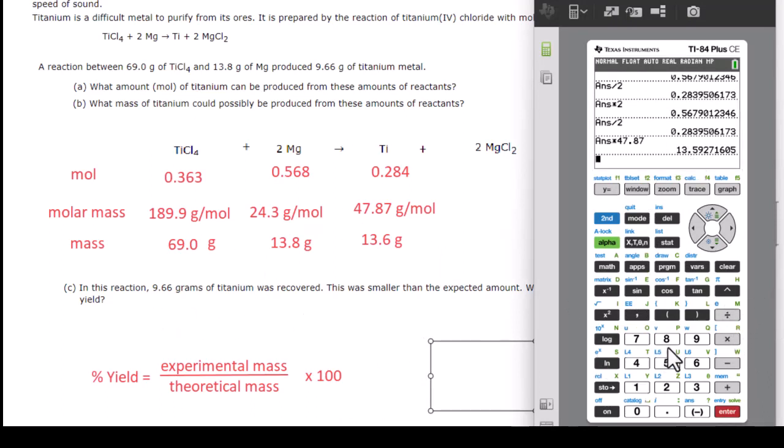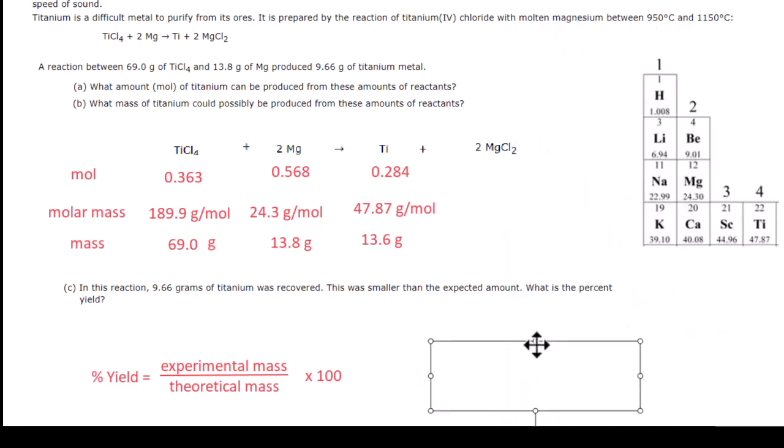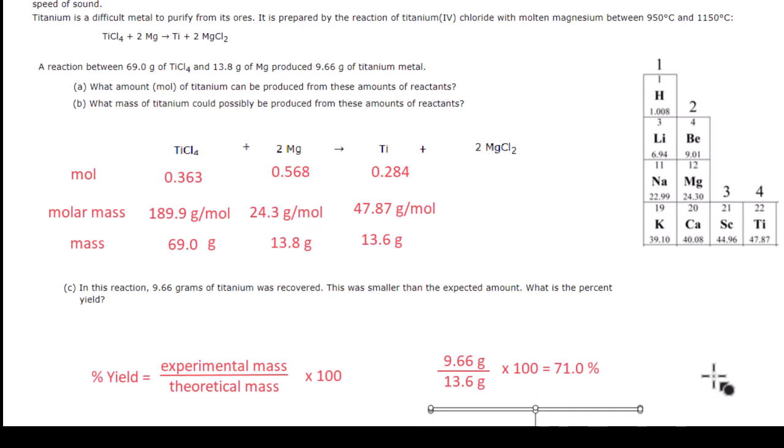I'm going to do 9.66 divided by my answer. I could have typed that in, but I could make a mistake and transpose numbers and forget a decimal point. And then I'll multiply it by 100. That's a waste of time. I could have just moved the decimal point. And we have our 71, and forget all these extra numbers. 3 significant digits. Let's see. 71%. So we could have gotten 13.6 grams, but we only got 71% of that.